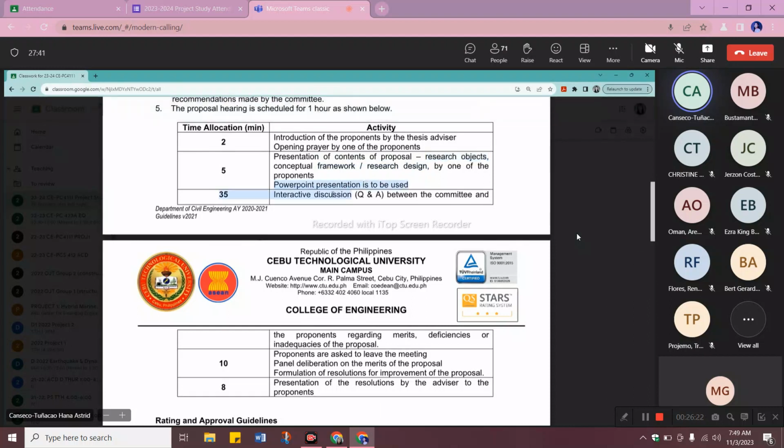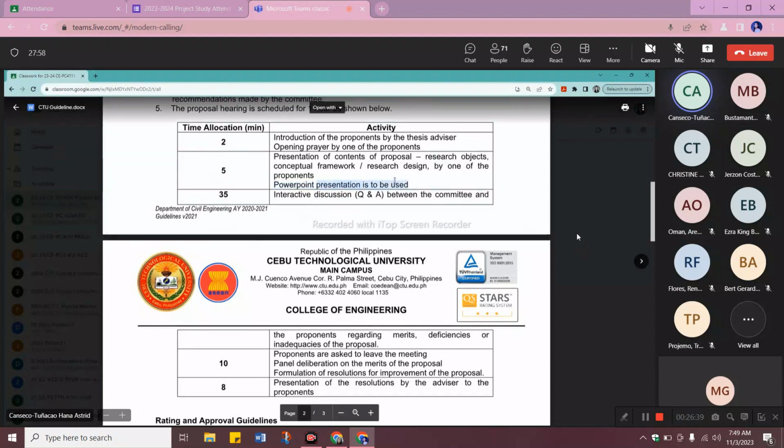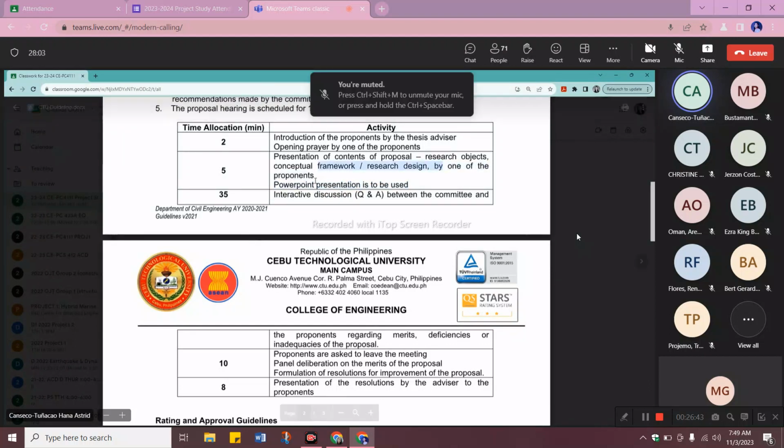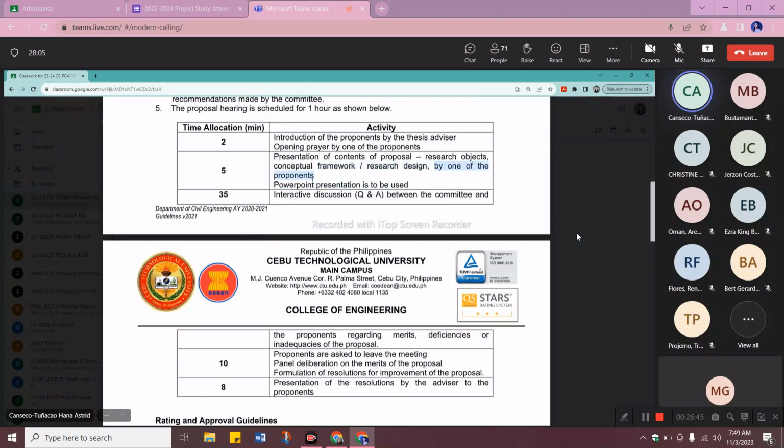PowerPoint presentation or other similar tools. Maybe you will prefer Canva or another presentation tool, which can be used. No? Do not use Word. And this shall only be presented by one research proponent, so that it is continuous, not fragmented.